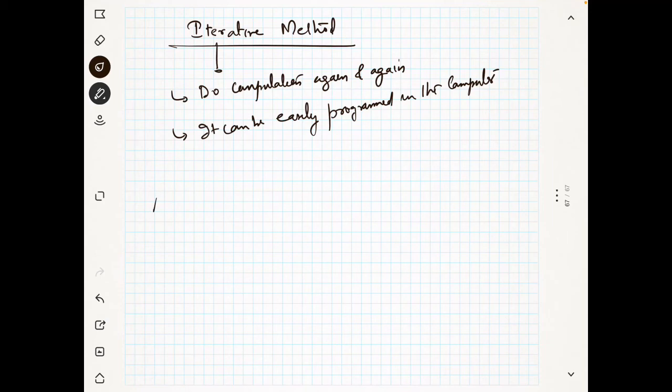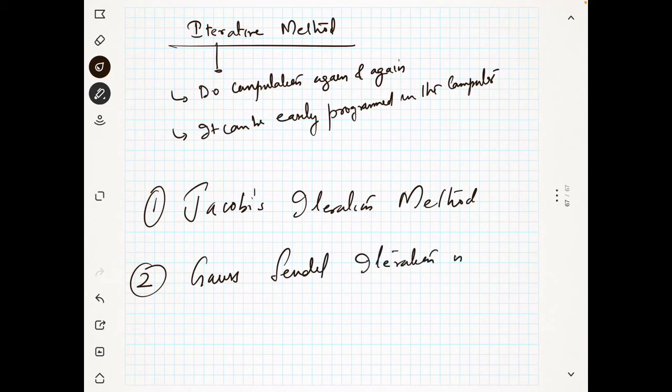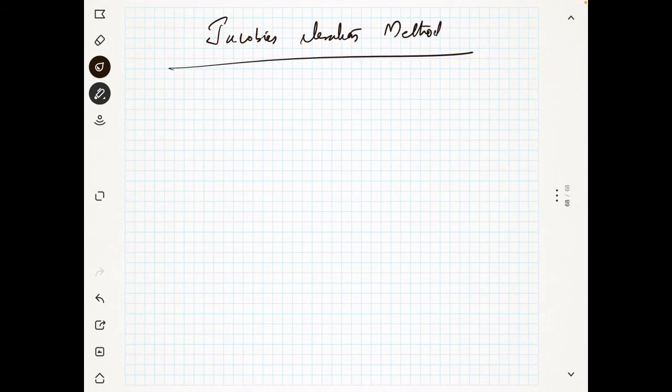So this is what we are going to discuss. First of all, we will be discussing the Jacobi's iteration method. Okay, there are two methods, and the second is nothing but the Gauss-Seidel iteration method. So first one we are going to discuss now, Jacobi's iteration method.